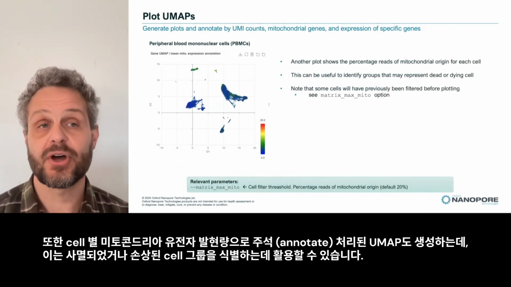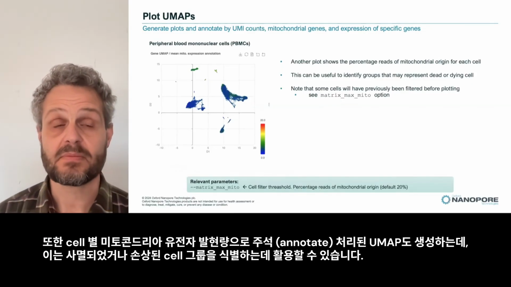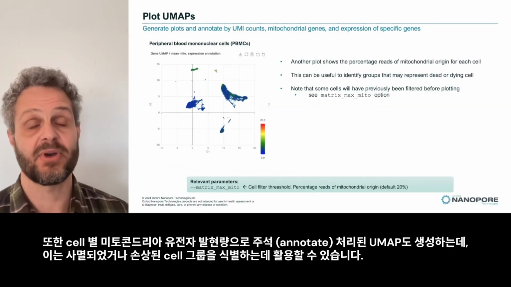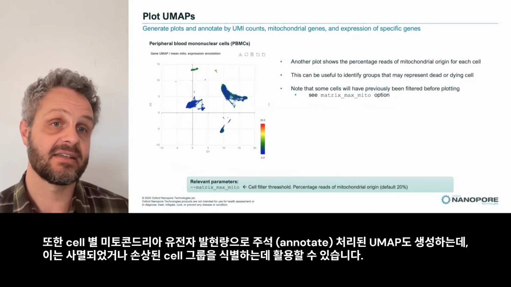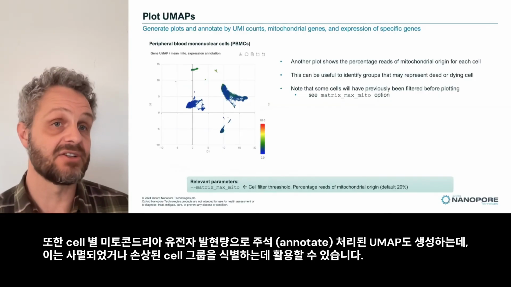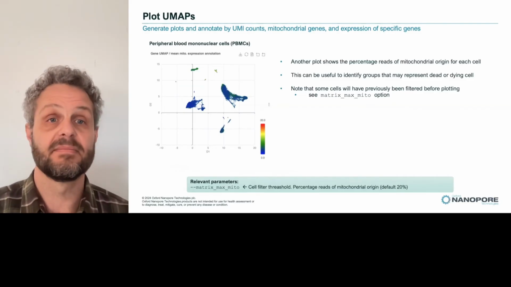The workflow also outputs UMAPs that are annotated by the total mitochondrial expression of each cell, and this can be used to identify potentially groups of cells that are dead or dying.